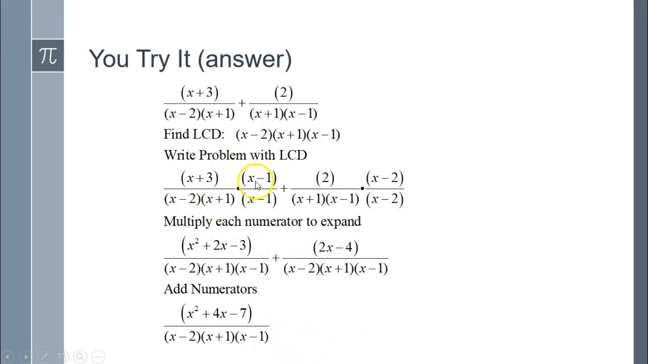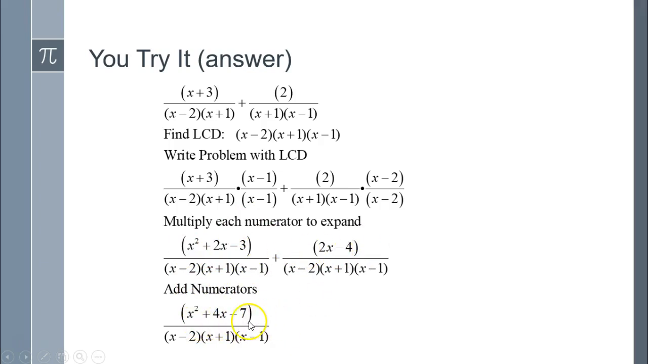So I multiply x plus 3 times x plus 1, and I get that. I multiply 2 times x minus 2, and I get 2x minus 4. And now I can just add the tops because the bottoms are common. And I get x squared. The 2x and the 2x gives me 4x. Negative 3 plus a negative 4 gives me negative 7.